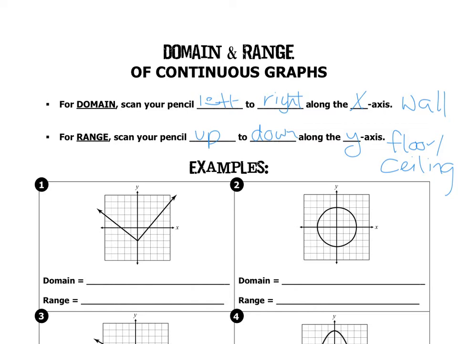Can we build any walls on number 1 if we see to the left, this arrow goes all the way over here, and to the right, this arrow goes all the way over here? Are we going to really build any walls? Well, not really, because you can only build a wall if something doesn't go on forever. So in this case, our domain is not restricted.